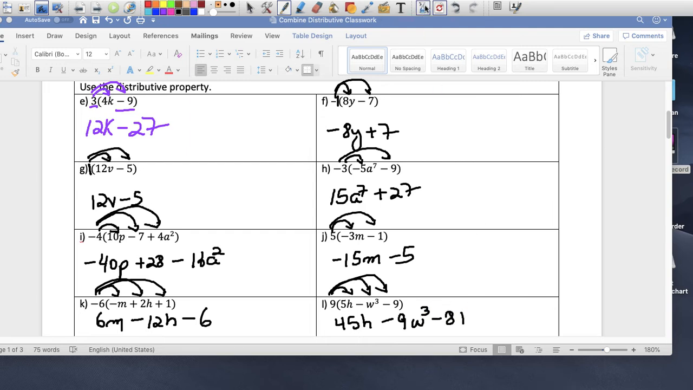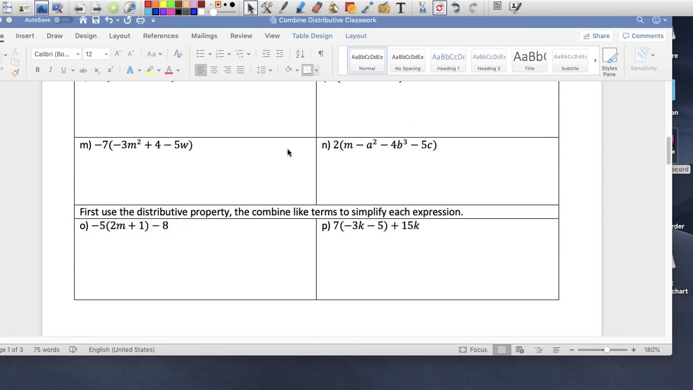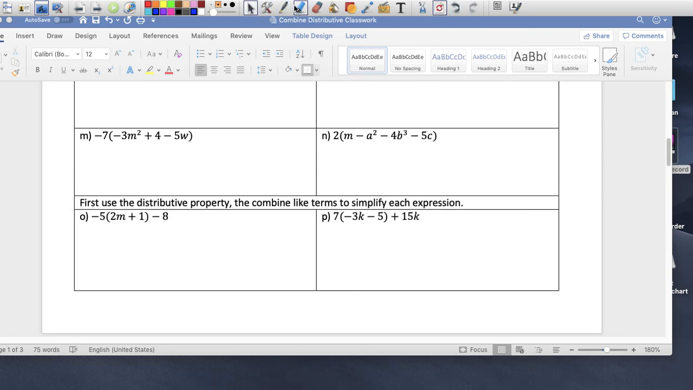Really, really simple. Okay, so you just got to be careful with the signs. Oops, there's more. Negative times a negative is a positive, so 7 times 3 is 21m squared. Negative times a positive is a negative, and 7 times 4 is 28. And lastly, a negative times a negative is a positive, and 7 times 5 is 35w.